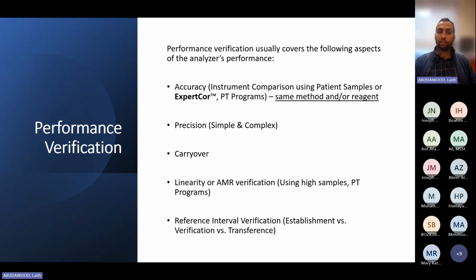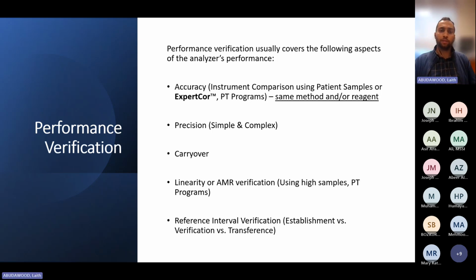Now, carryover is simply when I run a sample, for example, with high concentration of heparin, if the analyzer is unable to clean the tubing or the pipettes or the needles properly, maybe the heparin will move to the next sample, will cause a prolongation in the next sample, but the next sample is actually normal, but now it looks like it's abnormal. So I need to verify with carryover that the analyzer is able to clean after each sample in a way that it prevents the contents of one sample from moving into the sample after it, and causing the second sample to be incorrect.